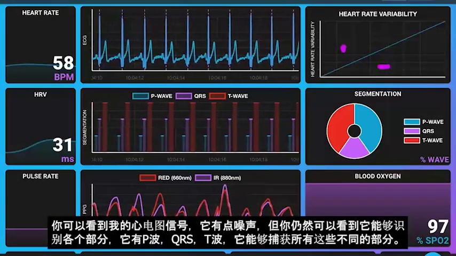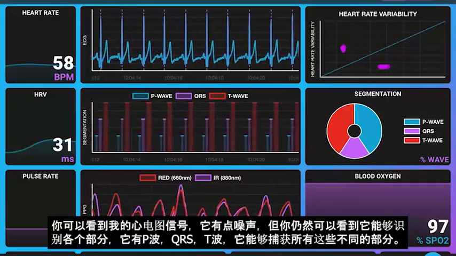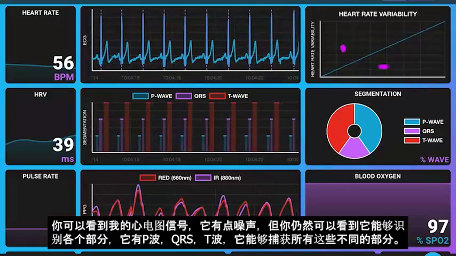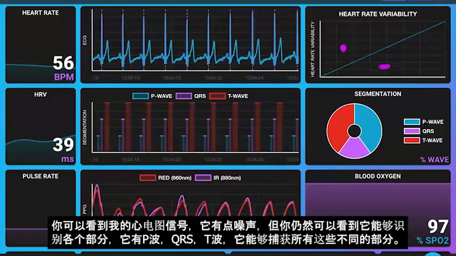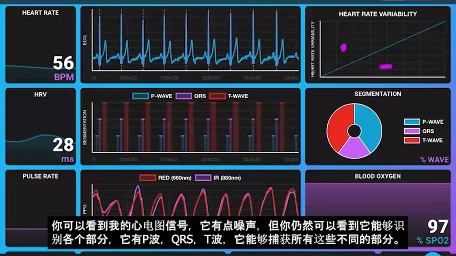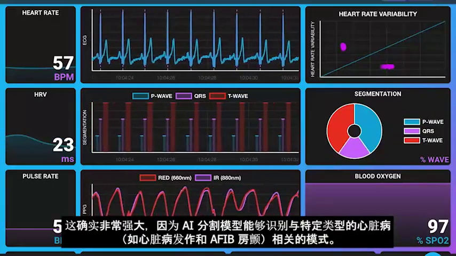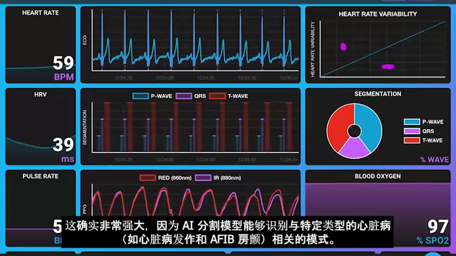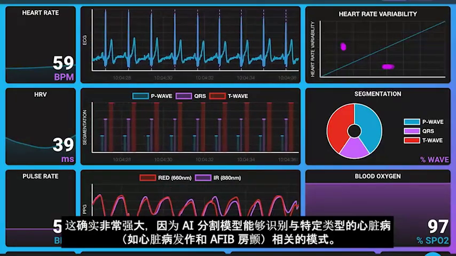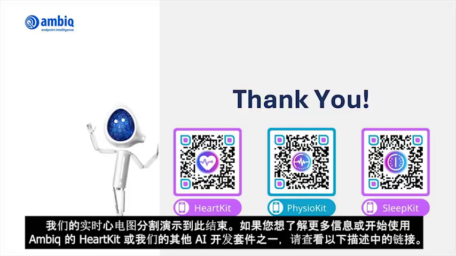You can see my ECG signal, which is a bit noisier, but you can still see that it's able to identify the various segments. It's got the P wave, the QRS, the T wave. It's able to capture all of those different sections. This is really quite powerful, as the AI segmentation model enables identifying patterns associated with specific kinds of heart conditions, such as heart attacks and AFib. This concludes our live, real-time ECG segmentation demo.